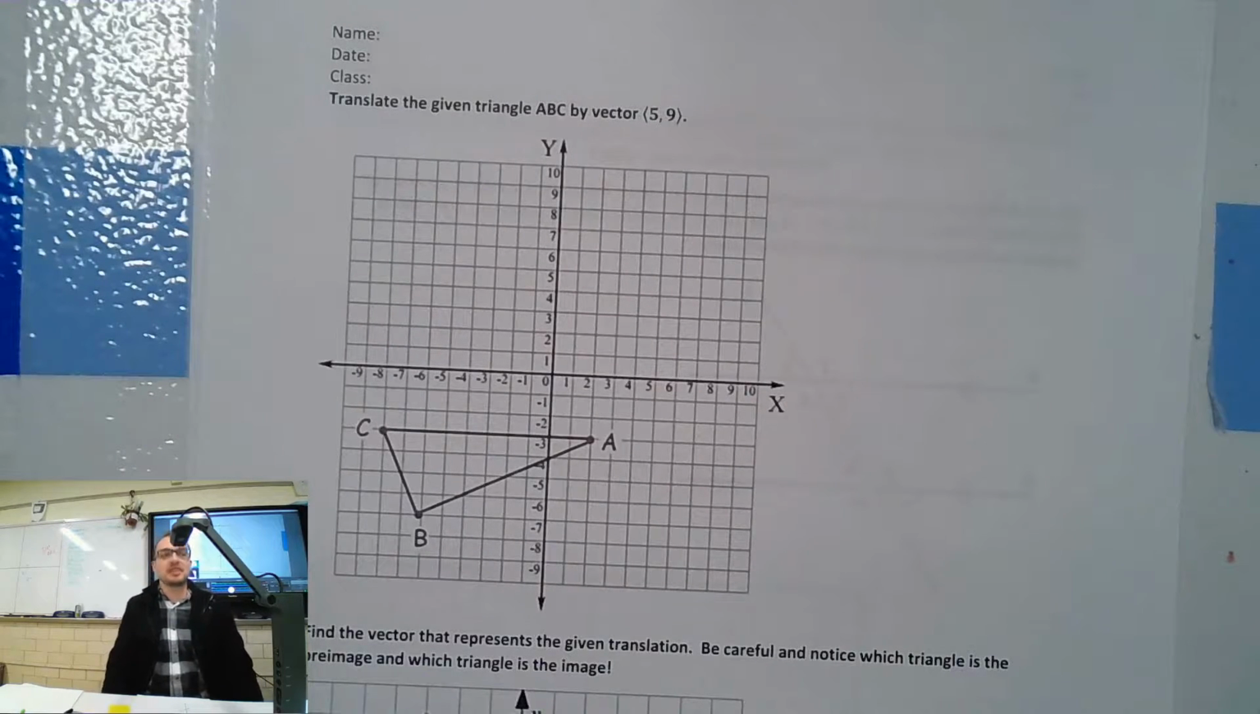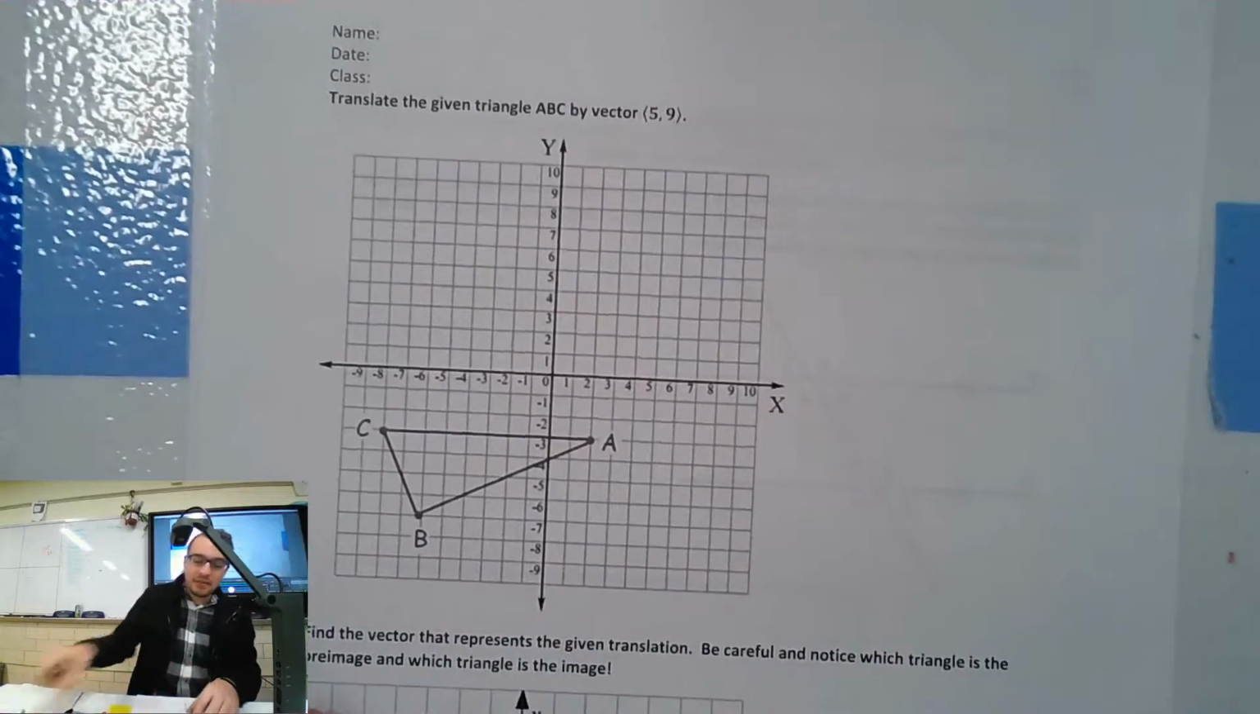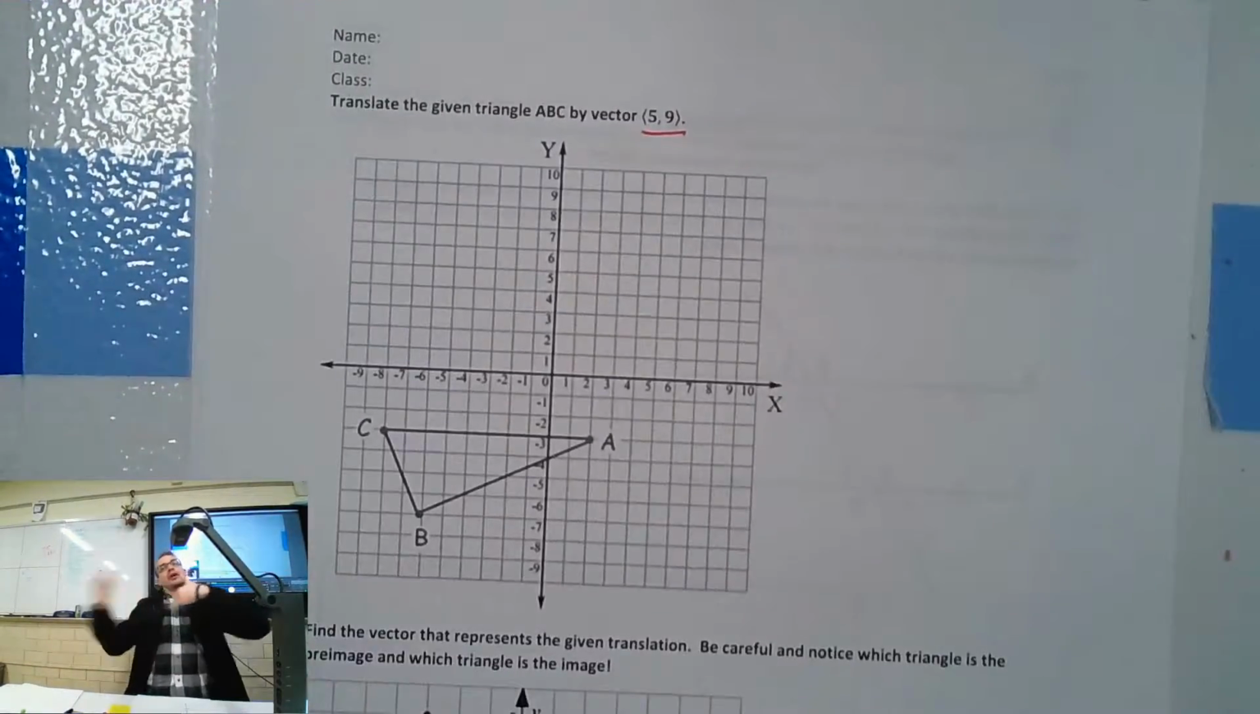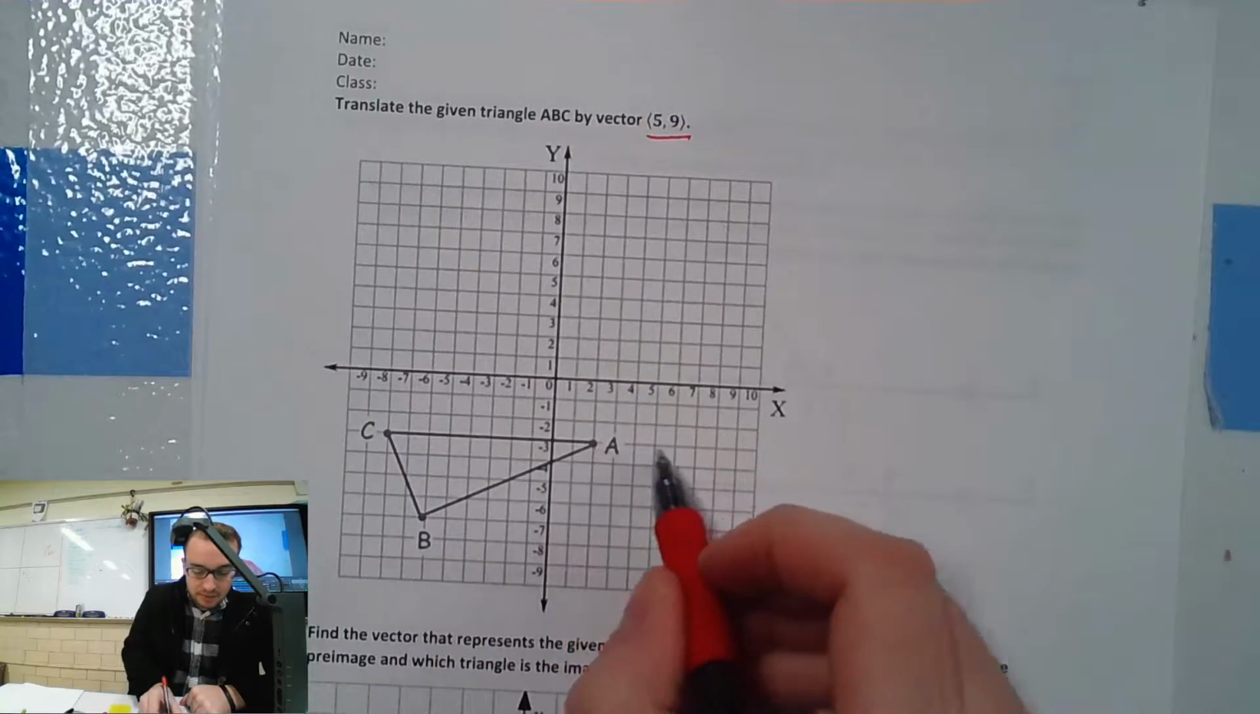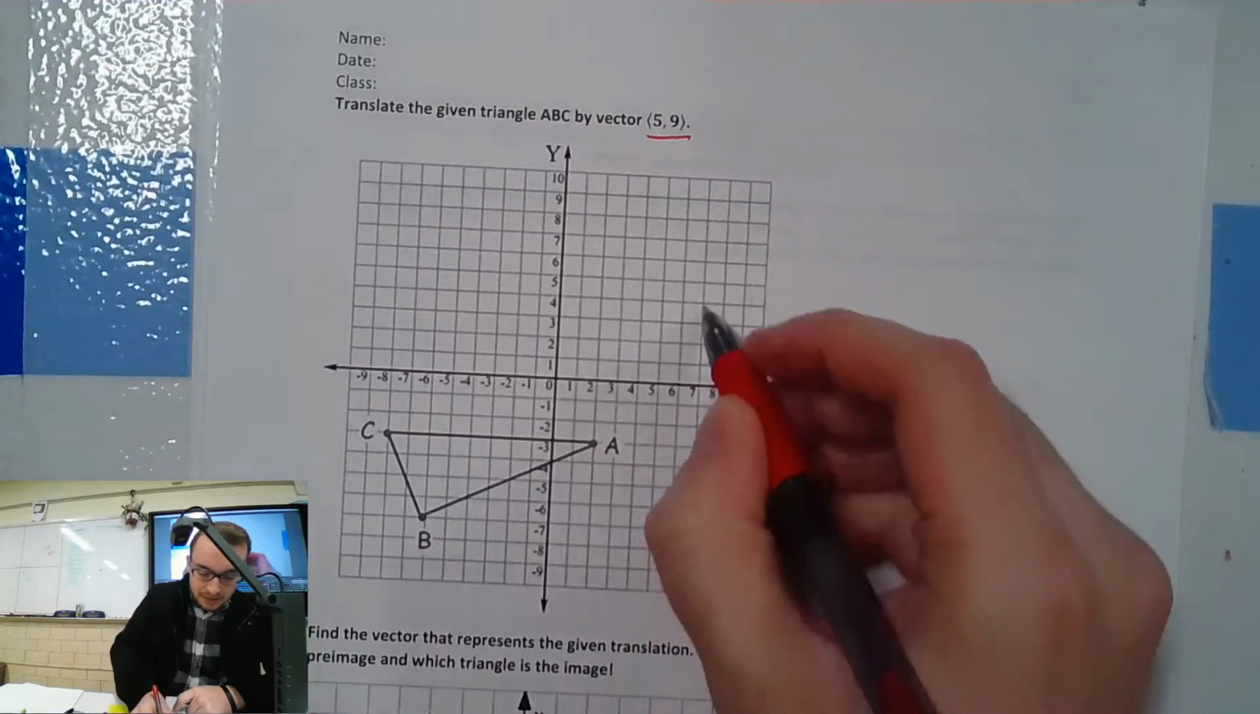Translate by the given vector. Translate means to slide. Move it up. So here's what we're doing. We're translating by this vector, meaning everything's going to go to the right 5 and up 9. If I start on A, I go to the right 5. So that puts A at 7, comma 6.